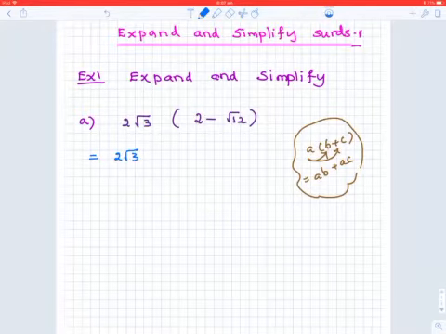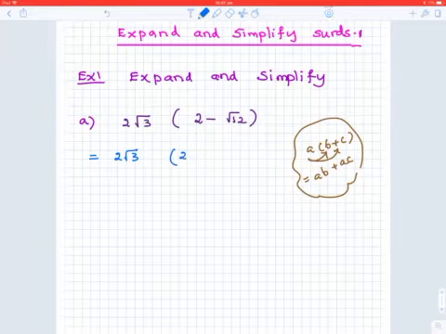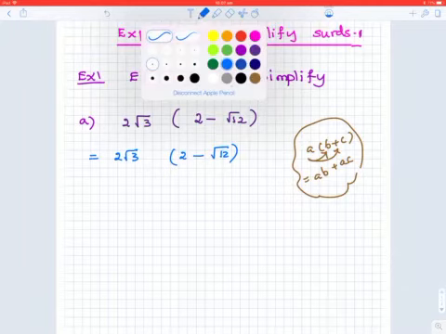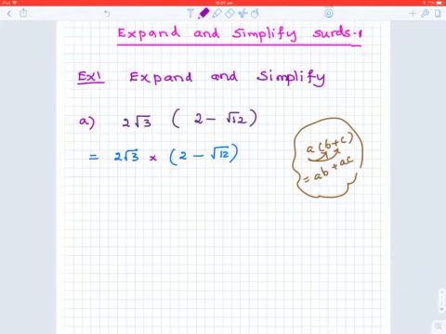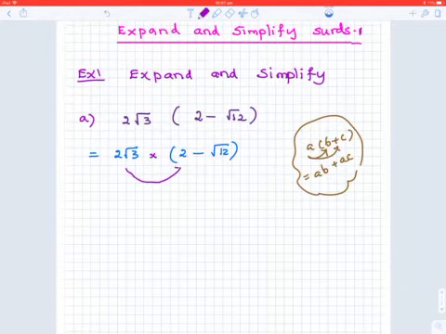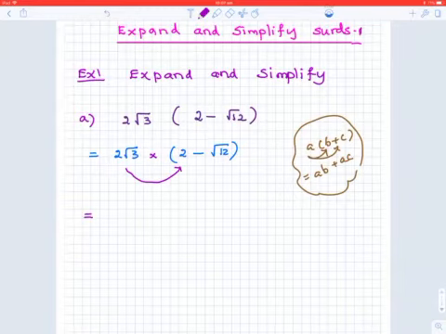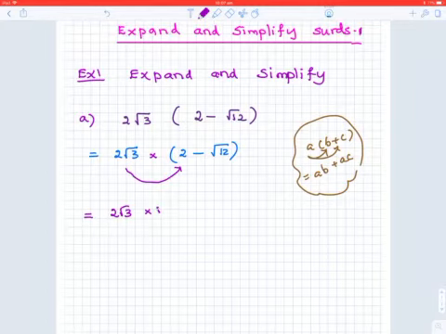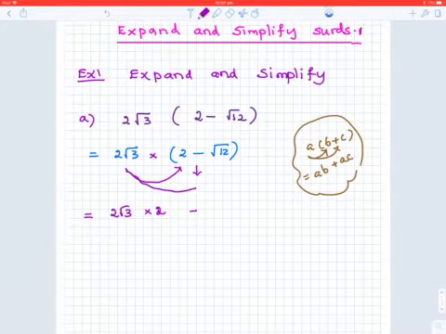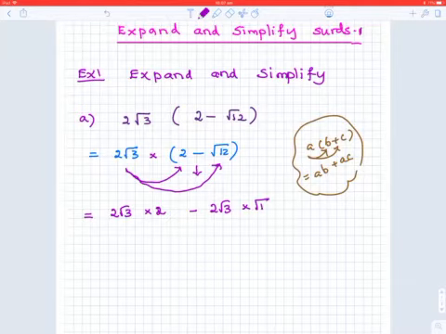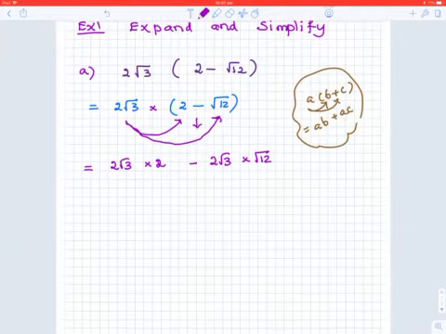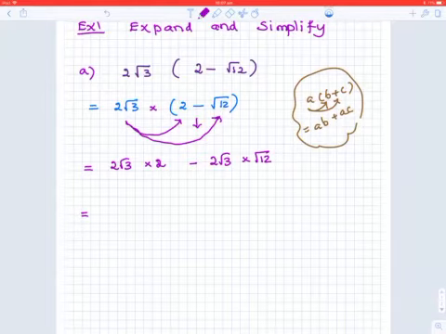Now first there is a times hidden. I'm just going to rewrite the question again. 2 root 3, I leave some space, bracket 2 minus root 12. Now I'm just going to put a times sign in between. The next step is 2 root 3 times this. When you expand, that's what we do. So 2 root 3 times 2. Then bring the sign here, which is minus. Then if I use this, 2 root 3 times root 12.